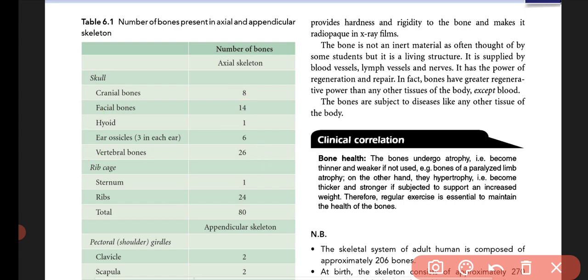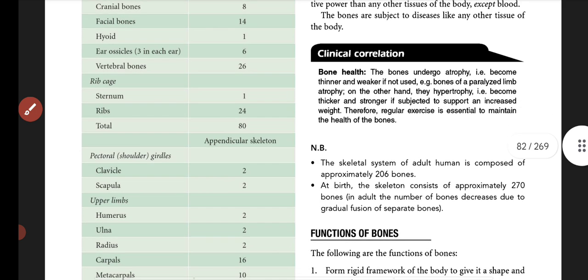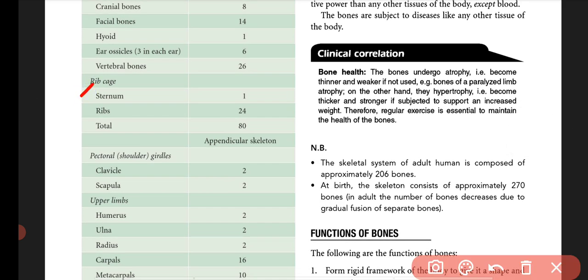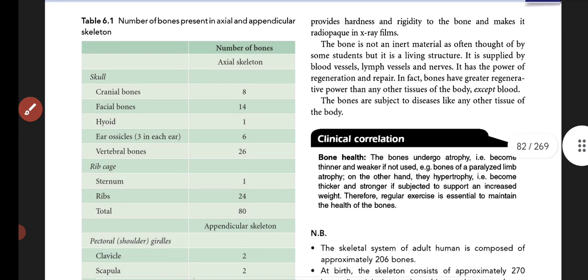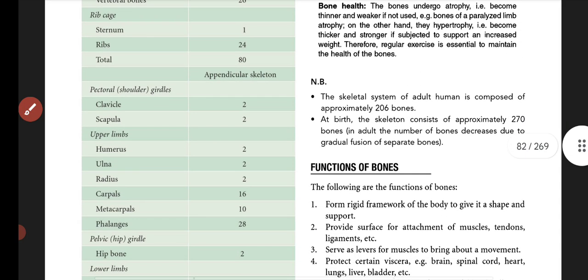And the next one is the rib cage. The rib cage has one sternum and 24 ribs bilaterally. The axial skeleton consists of a total of 80 bones.